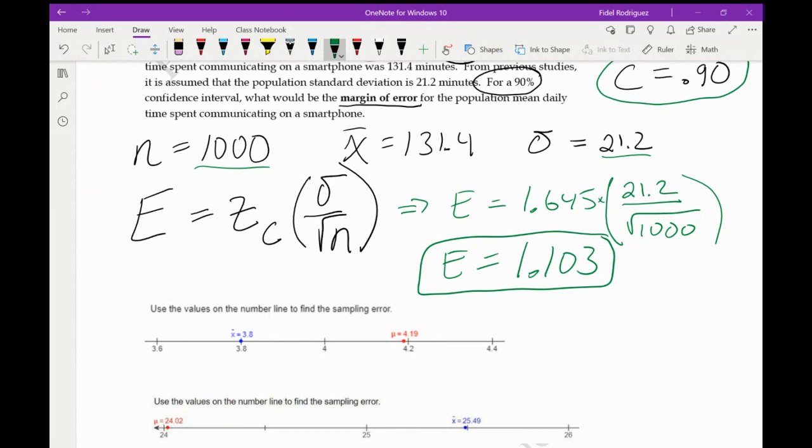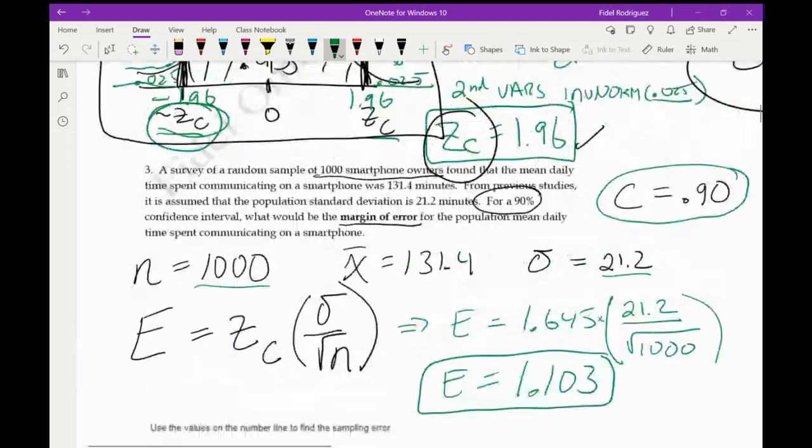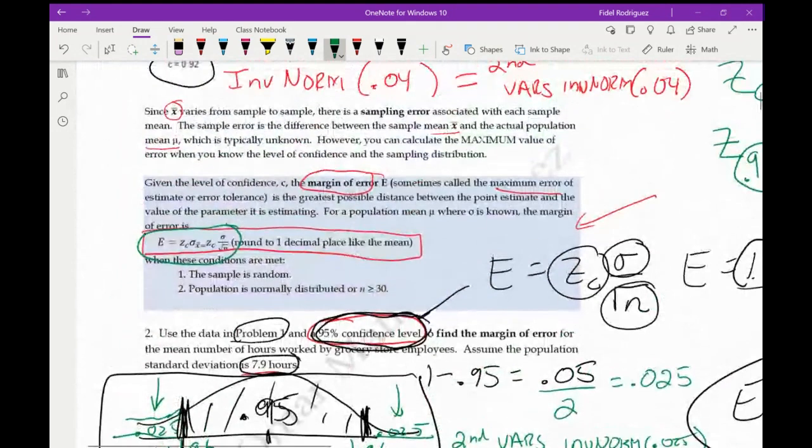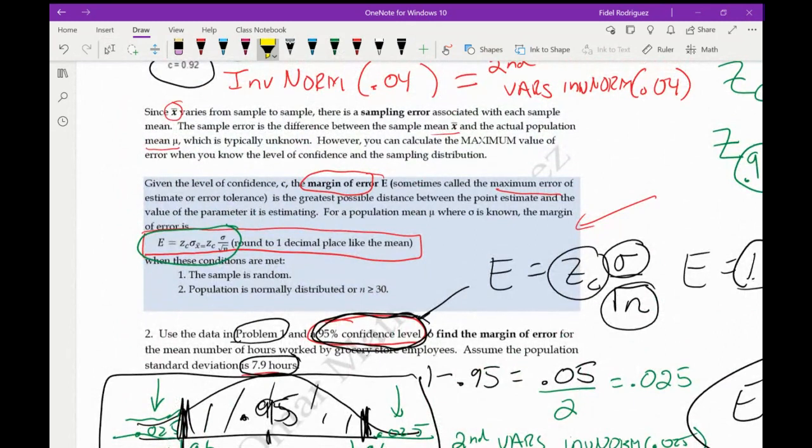Now the next 2 problems, guys, again come directly out of your homework. It says, use the values on the number line to find the sampling error. Before I do that, I'm going to come back over here and find it. Here we go. It says the sampling error associated with each sample mean is the difference between the sample mean and the actual population mean mu. So sampling error, guys, is going to be x bar minus mu.